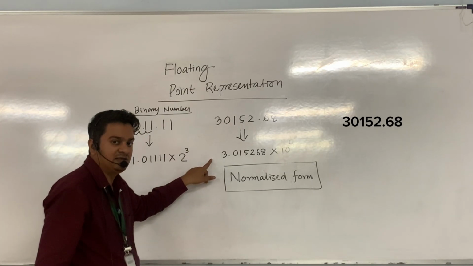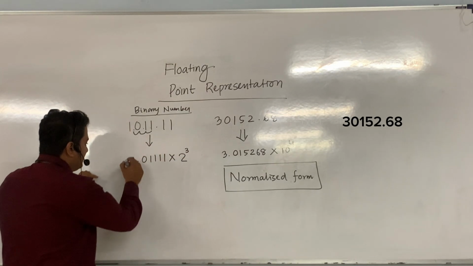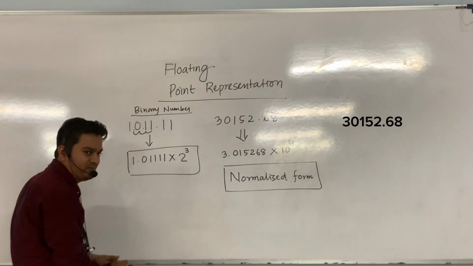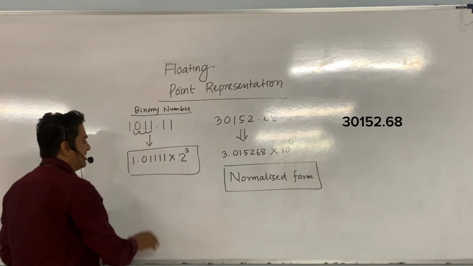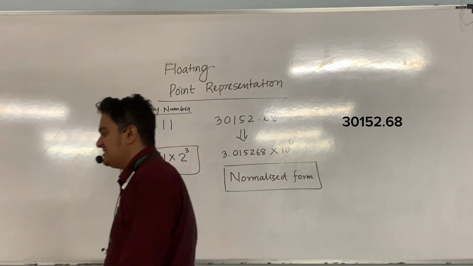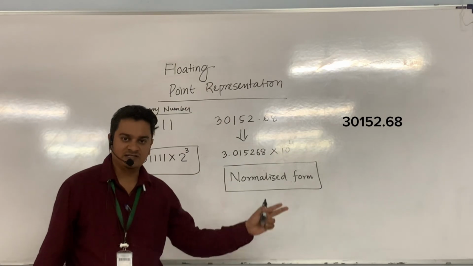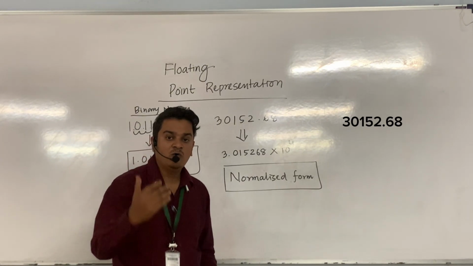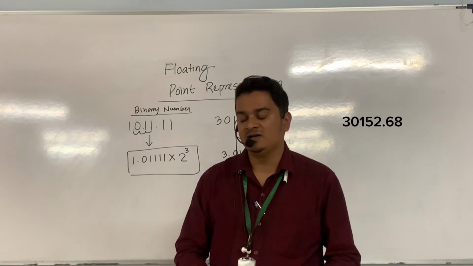Till now I have written all the decimal numbers. The same thing can be applied for a binary number. So this representation is in the normalized form for this binary number, and the earlier one is in the normalized form for the decimal number. Any kind of binary number I can represent in the normalized form. So till now we have discussed what is floating point, what is fixed point, what is normalized form. Now we will discuss how we can represent a particular number in floating point.